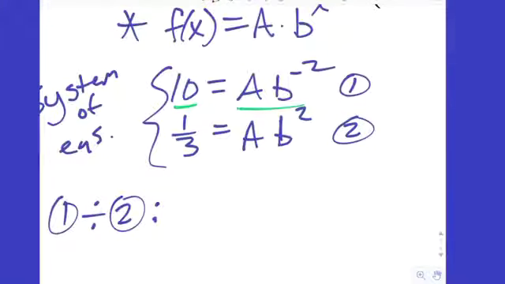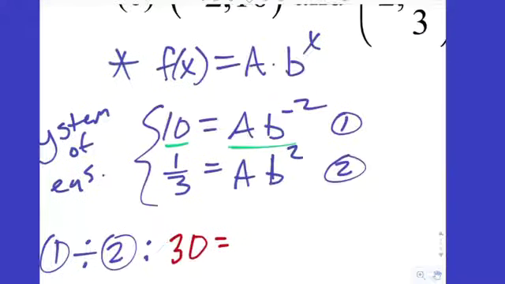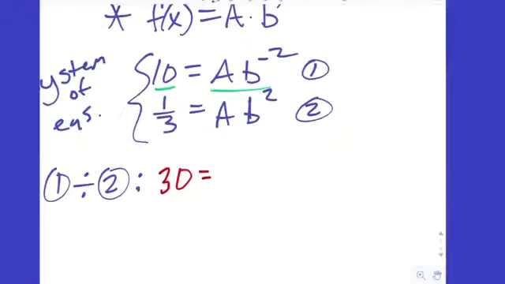What is 10 divided by 1/3? Stay, change, flip, and you get 30. 10 divided by 1/3 is 30. What happens to the a's on the right side? They divide out. That's awesome. They divide out. So your a divided by a is gone, and you're left with b to the negative 2 divided by b to the positive 2.